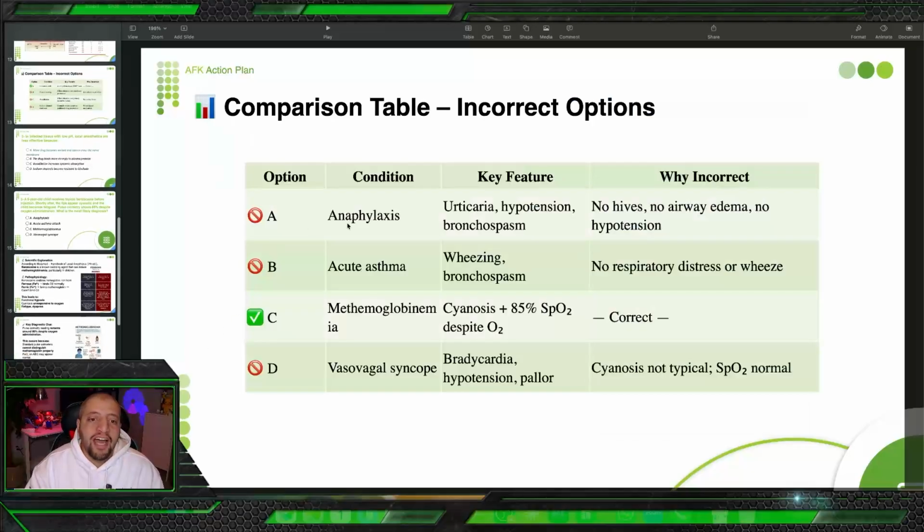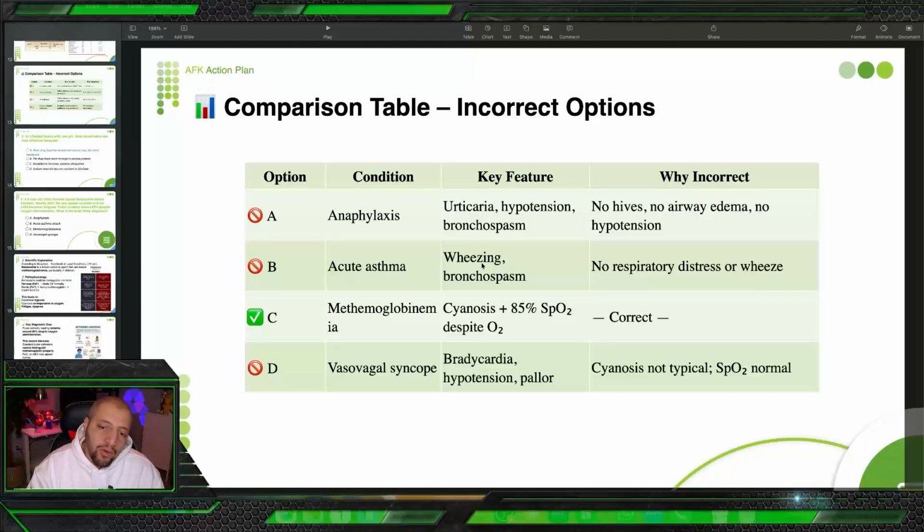Let's see the other option, anaphylaxis. Anaphylaxis should have urticaria, hypotension, bronchospasm. These are the keywords. To pick anaphylaxis, or type 1 hypersensitivity, you should have these two plus anything else: hypotension, a severe drop in blood pressure, and bronchospasm, so the patient cannot take his breath and has wheezing. Why is it not correct? No hives, no airway edema, no hypotension for the patient.